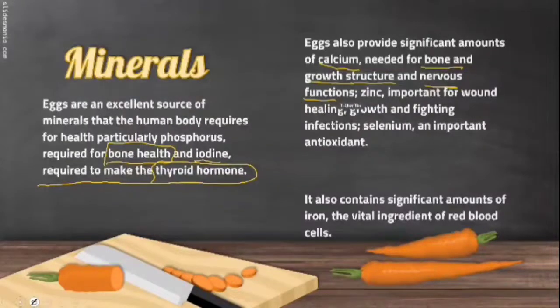Okay, another na mineral na makuha natin sa itlog, ang tinatawag na zinc. Para saan ba yung zinc? Yung zinc daw ay importante for wound healing, growth, and fighting infections. Kaya pala, yung mga COVID patients, ang pinapainom sa kanila is vitamin C with zinc.